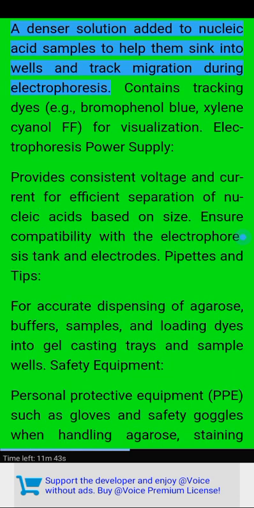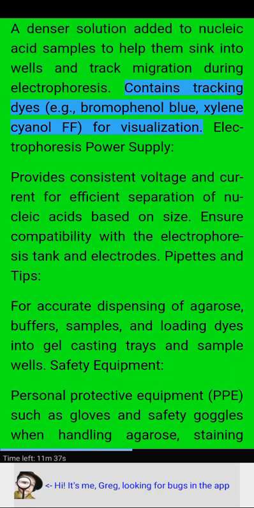Loading dye: a denser solution added to nucleic acid samples to help them sink into wells and track migration during electrophoresis. Contains tracking dyes, e.g., bromophenol blue, xylene cyanol FF, for visualization. Electrophoresis power supply: provides consistent voltage and current for efficient separation of nucleic acids based on size. Ensure compatibility with the electrophoresis tank and electrodes.